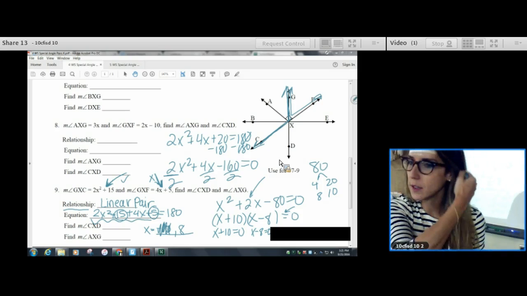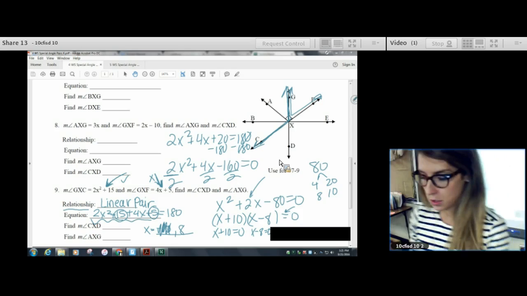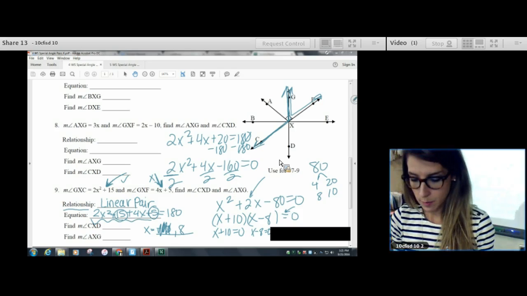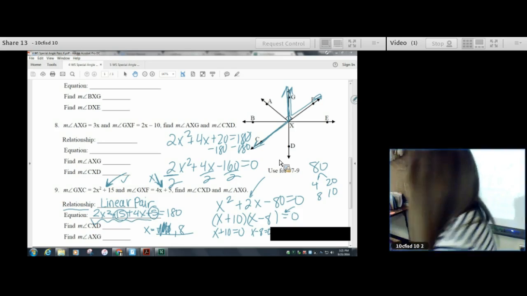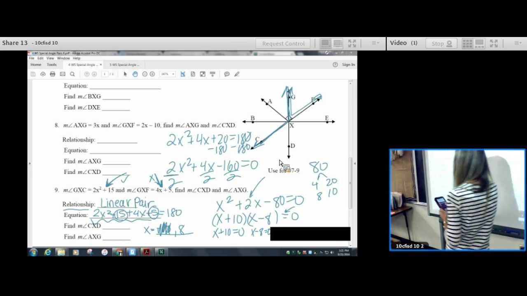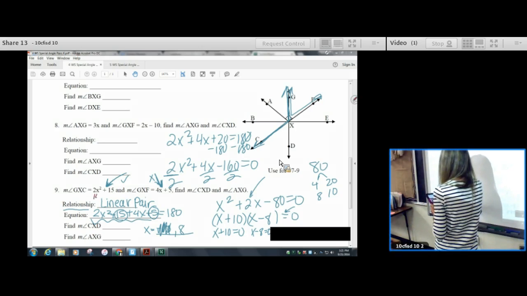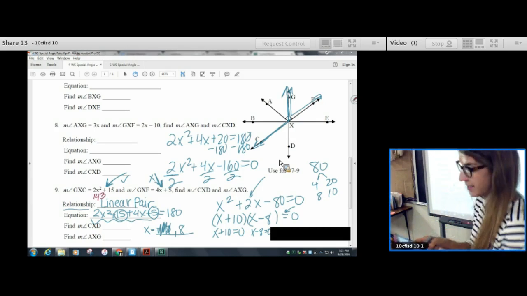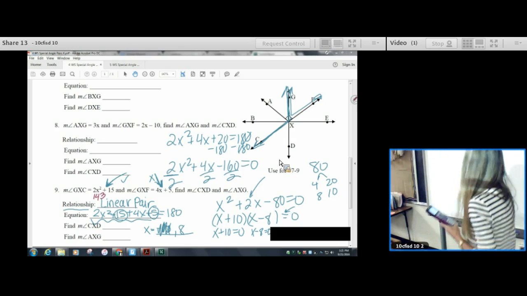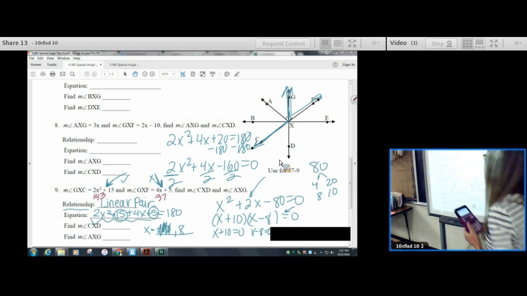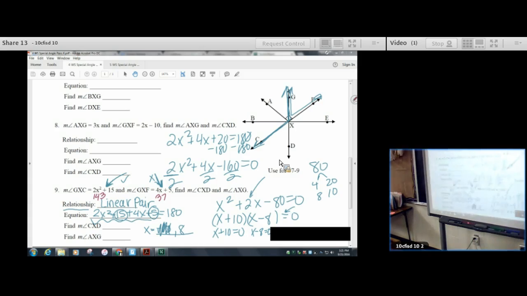So now let's do some plugging in. 2 times 8 squared plus 15. So I know that this angle is 143, and I can just subtract that from 180. I mean, they're a linear pair. So I know this angle is 37. Let's see what it's looking for. It's looking for CXD.